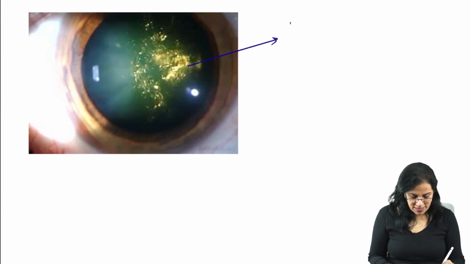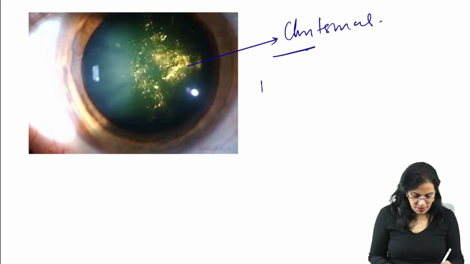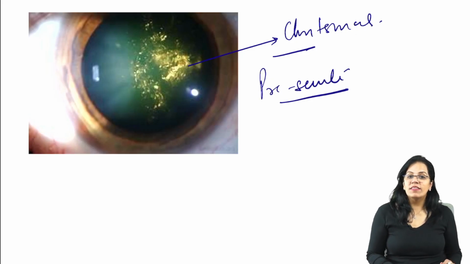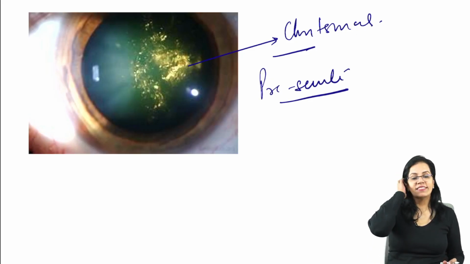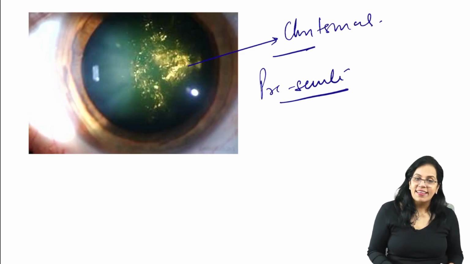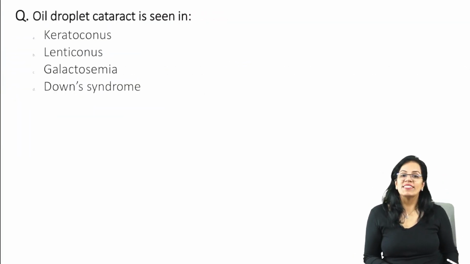Okay, so here we are. This is what is Christmas tree cataract. It's a pre-senile cataract. Pre-senile means before old age, before 50 years, the patient can present. What are the other pre-seniles you have learned? Diabetic cataract and atopic dermatitis. Remember that.